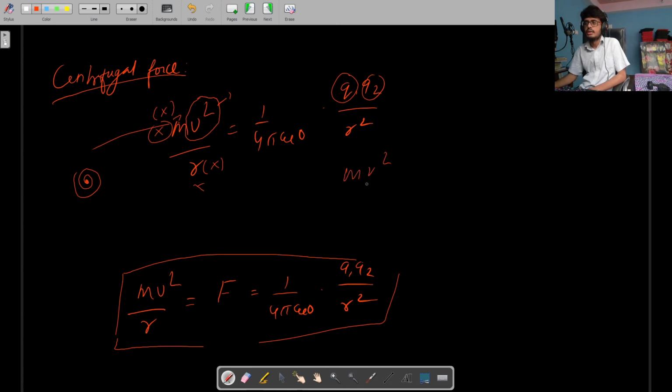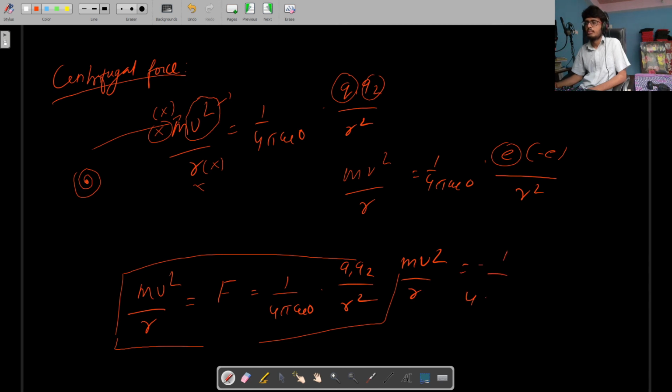mv square divided by r equals 1/4πε0 into e, this is the proton, and minus e, that is the electron, divided by r square. So mv square divided by r equals negative of 1/4πε0 e square divided by r square. So this is the final.